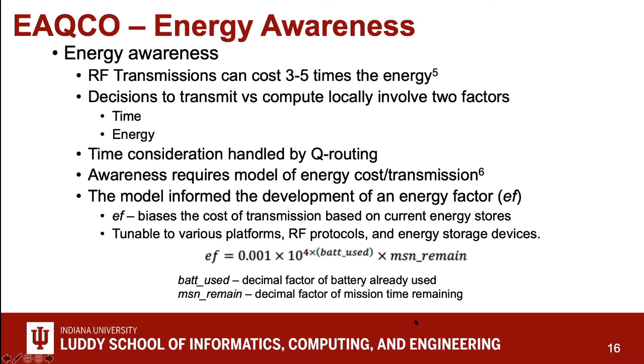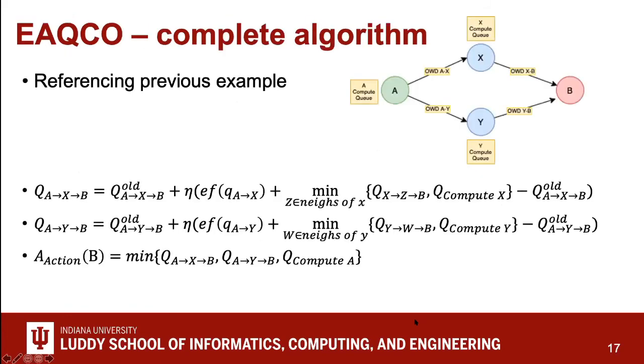Ultimately, for our testing, this is the energy factor that we came up with, and it only takes in two requirements: the battery used, meaning how much battery storage is left, and also a factor of what's called mission remaining. So if we understand how long that network has to last, if it's getting towards its end of life, then we can make more, say, riskier decisions and transmit more information more often, because we know that its requirement to continue operating is going to go away eventually.